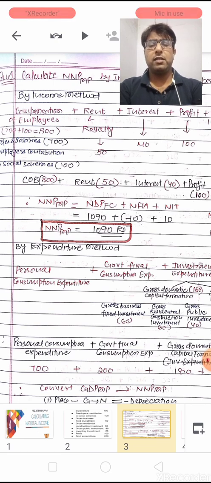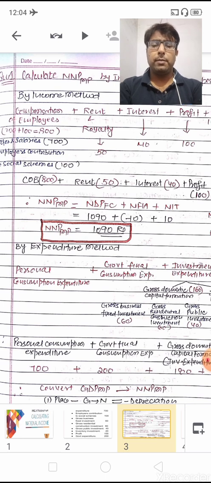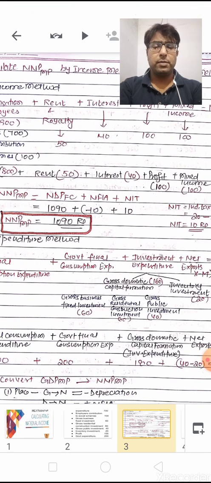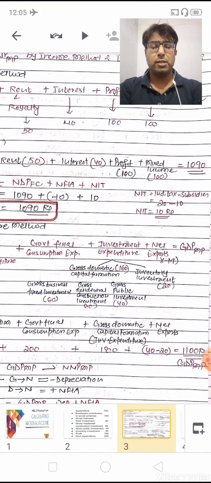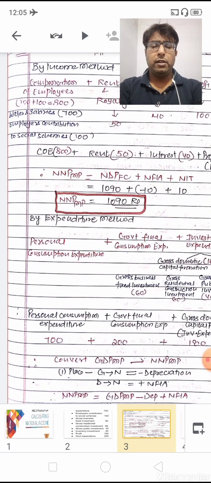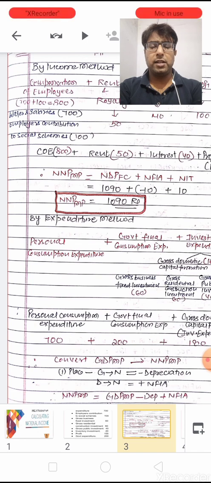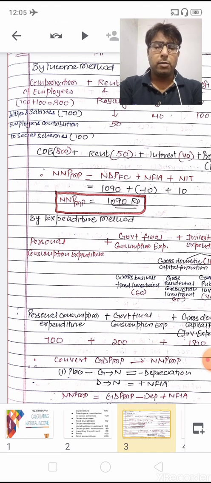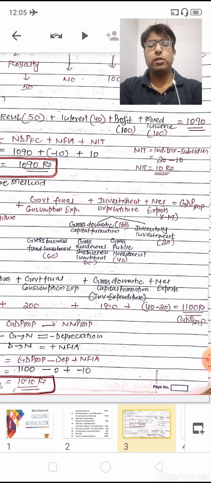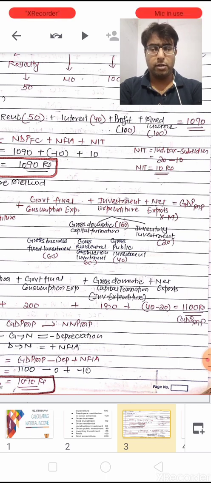Now we are solving the same question by the expenditure method. We will apply here the same formula of estimating the national income by the expenditure method. That is personal consumption expenditure plus government final consumption expenditure, thereafter investment expenditure, and plus net exports. Now children, here the value of personal consumption expenditure is given as 700, government final consumption expenditure is given as 200, whereas we don't have the value of investment expenditure, or you can say gross domestic capital formation.